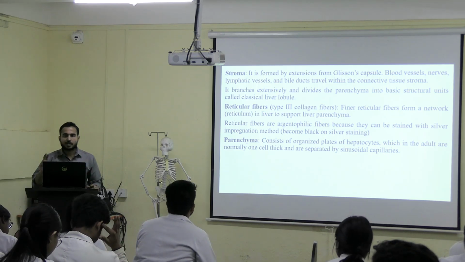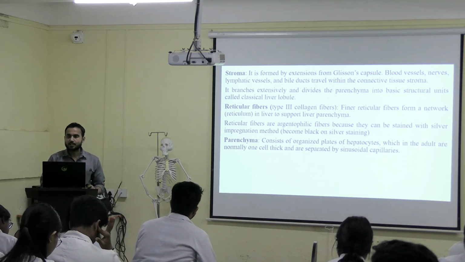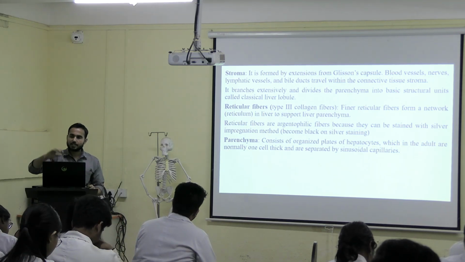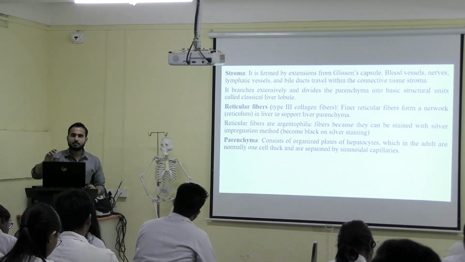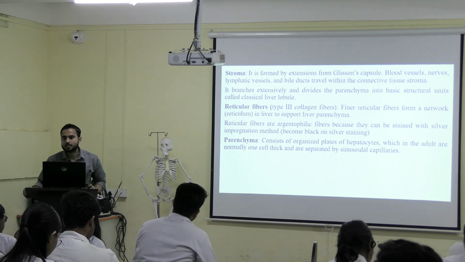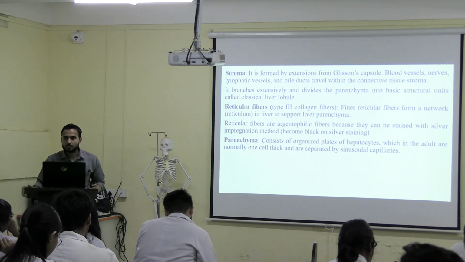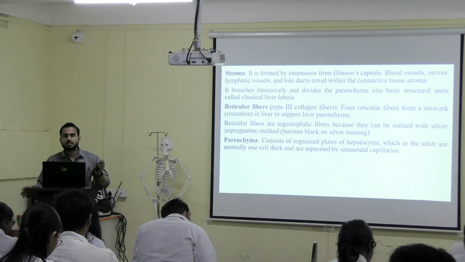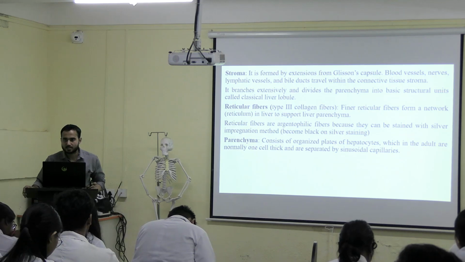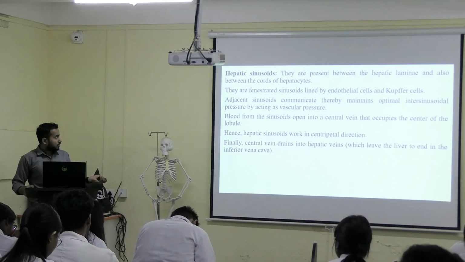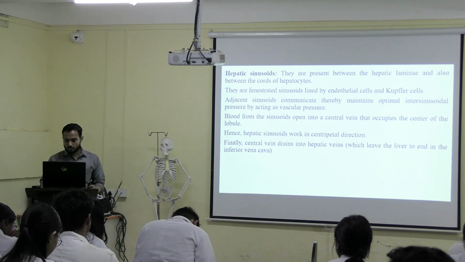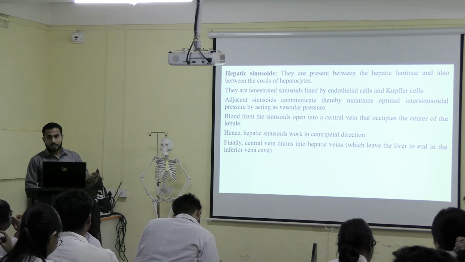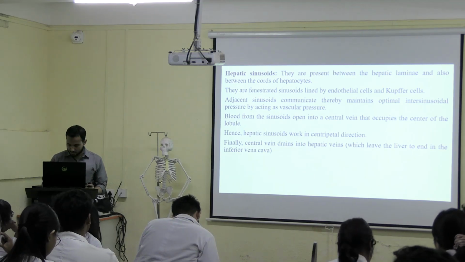Next, another important part of the parenchyma: suppose one lamina is there, and another lamina is there. In between both laminae, or adjacent laminae, what is present? Sinusoids are there, also called hepatic sinusoids. In between the laminae, what is present? Hepatic sinusoids are present. Okay, so what are these hepatic sinusoids? No, sinusoids are directly not blood vessels.